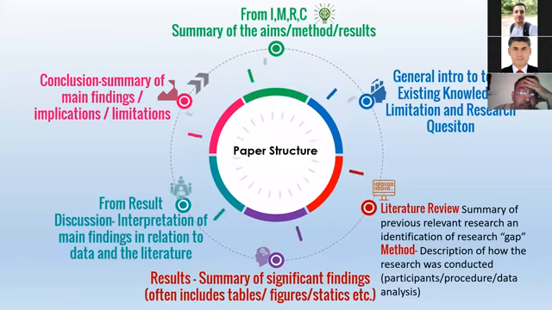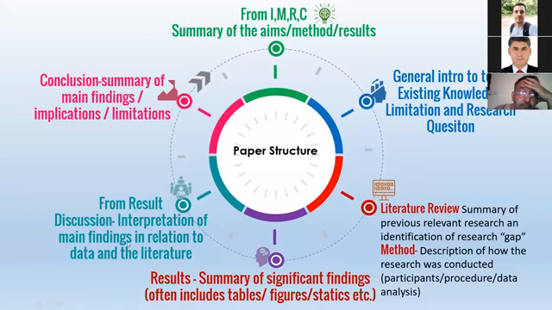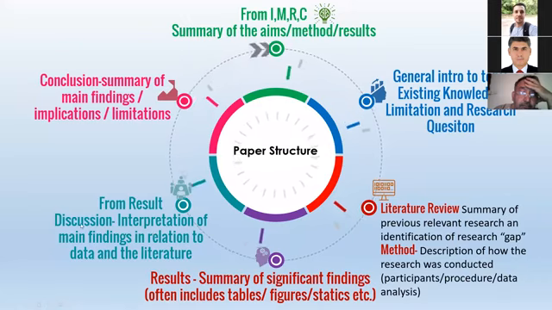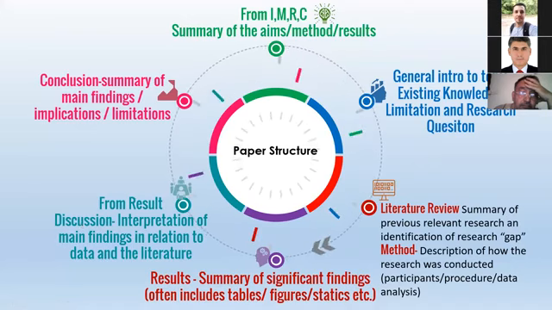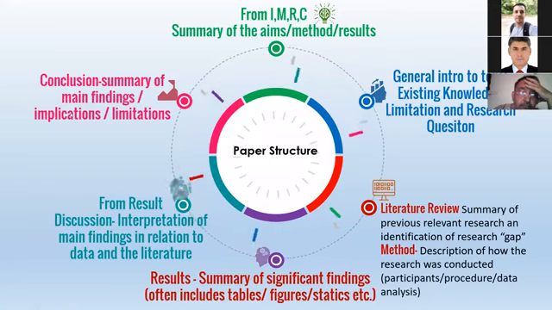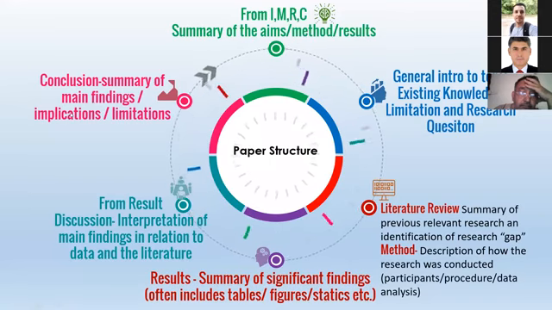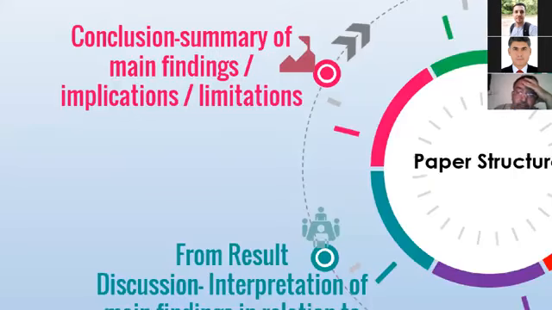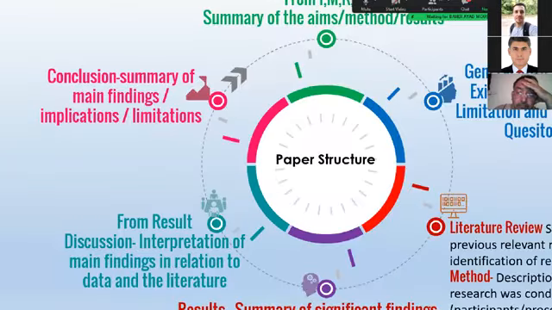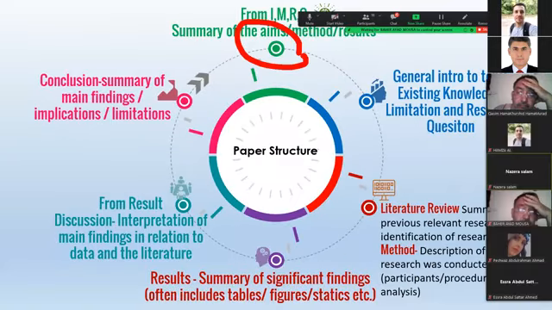Sometimes there's a video. So after that, we have the conclusion from the result, discussion, interpretation of main findings in relation to data and the literature. So we have the future agenda. The future agenda is conclusion, summary of main findings, implications, and limitations. So by this way, when we say there is abstract, we must know the abstract especially has a summary of aim, of method, of result.